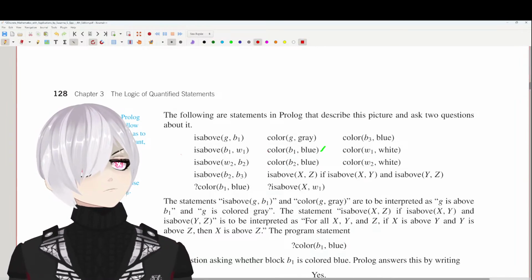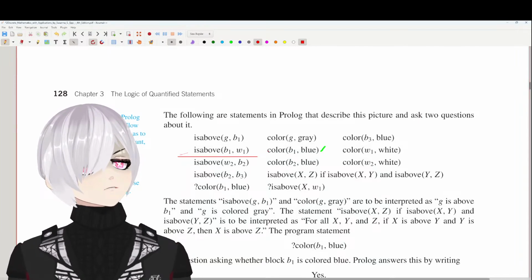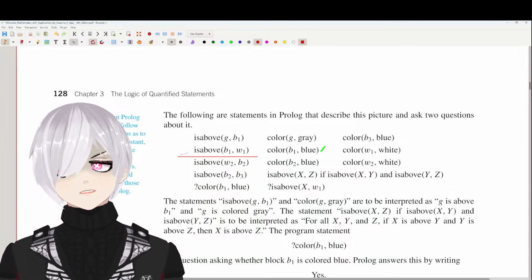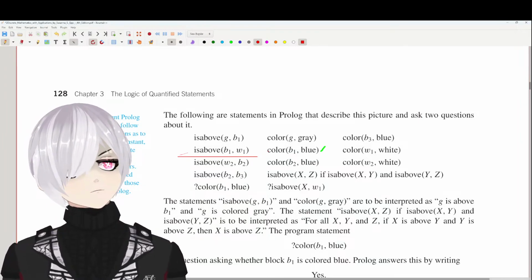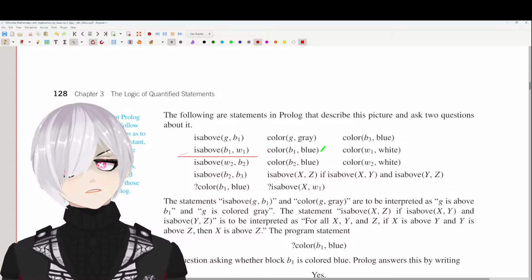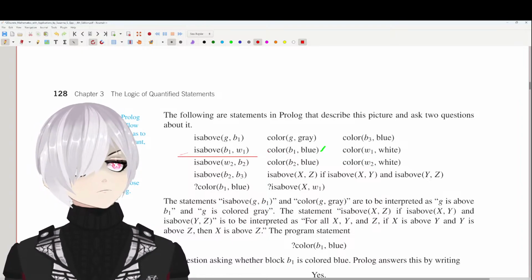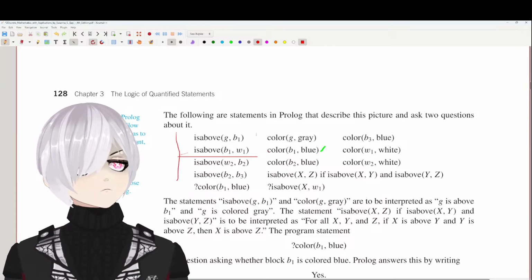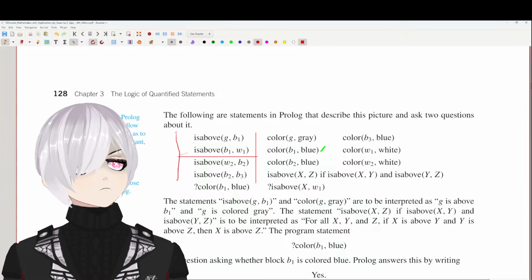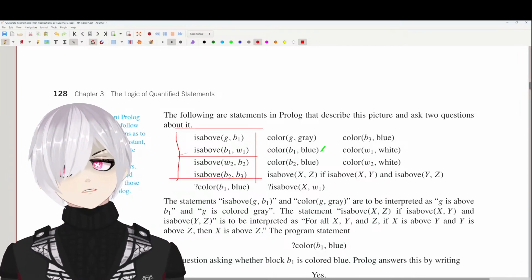But it seems like G, B1, and W1 don't have any links to W2, B2, and B3. So I guess in that case, maybe the computer wouldn't be able to respond. Maybe it'll return an error.